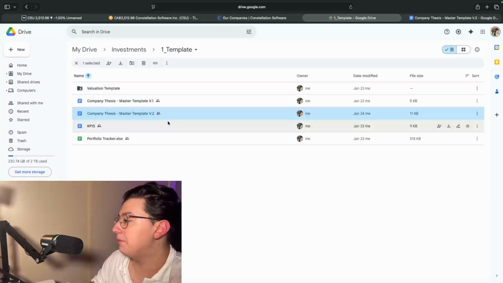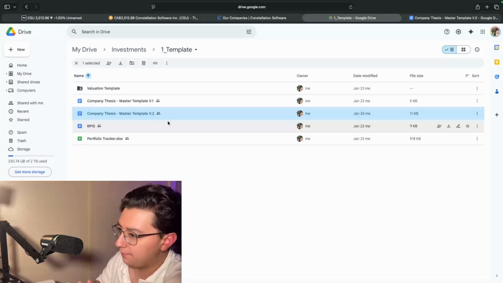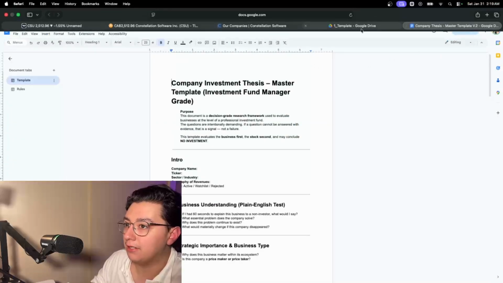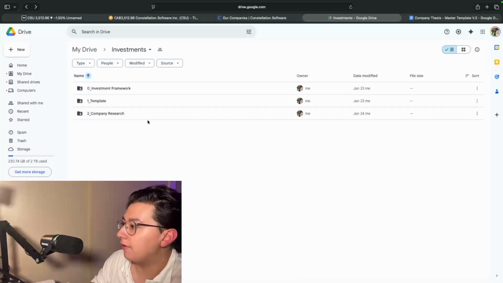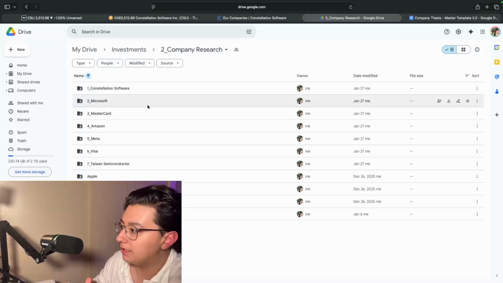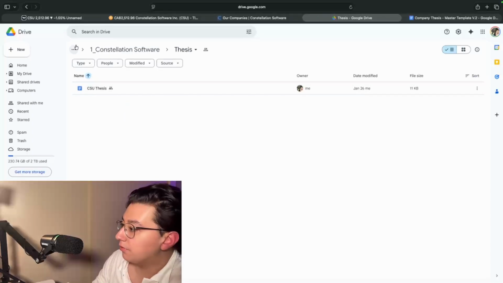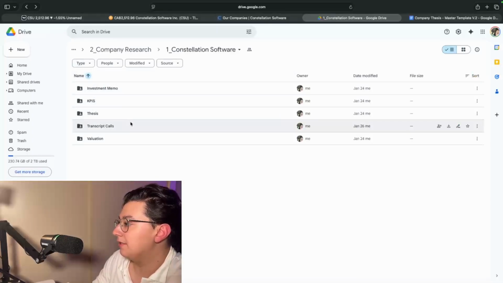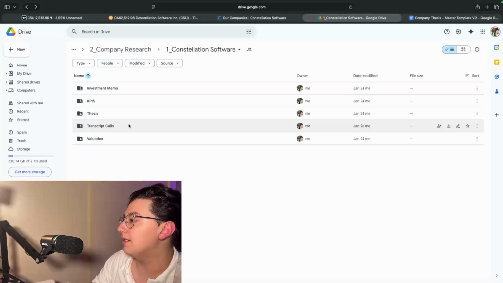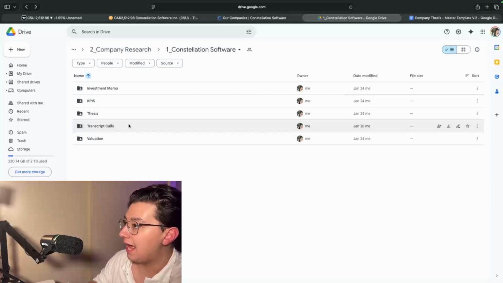I also have one here for KPIs, which I'm still working on because I find this to be very important since every business has its own type of KPIs. And these are general templates, which, as you can see here, get filled out for every company, which is why I have my last folder, which is company research. Here is where I analyze every individual company. Like, for example, let's say Constellation Software, and I create a folder and a document for the specific thesis of Constellation Software, its valuation, and the other part, which I suggest you look into, is transcript calls, because with transcript calls, you're going to see the evolution of the business, future plannings, and things like that.